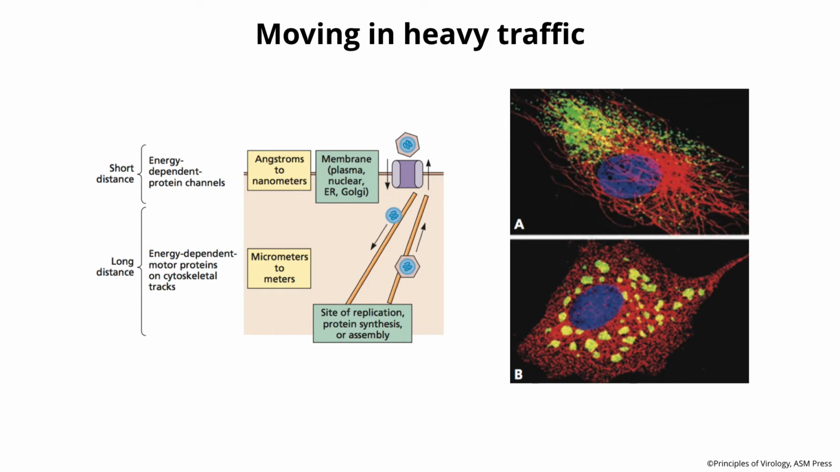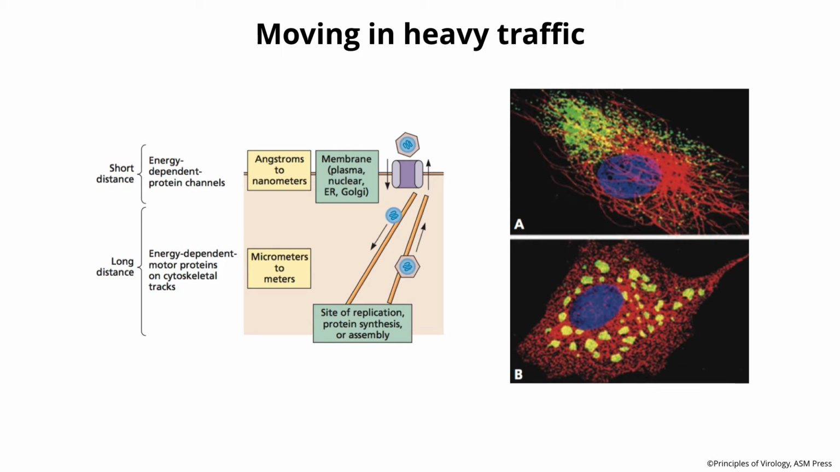But more important for our discussion today, long-distance movement depends on energy-dependent motor proteins, such as the microtubule network, which is illustrated in a cartoon fashion on the right here, to get not only from the outside to the inside of the cell, but again, after being assembled, to move from the nucleus to the plasma membrane. And on the right is an experiment that illustrates this and makes it very clear.